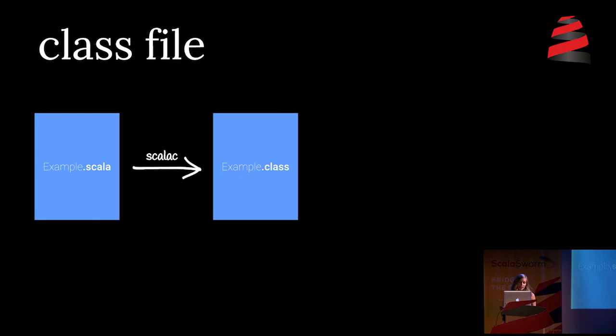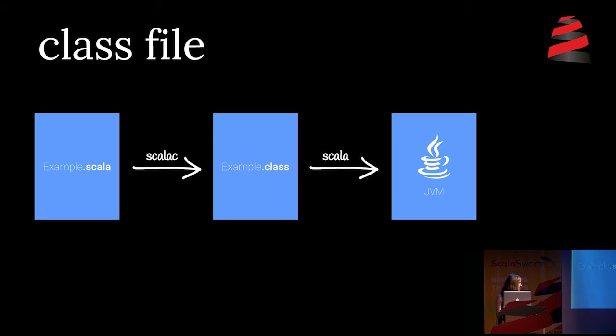And bytecode is stored in class files, which are files with the .class extension that can be executed by the JVM. So we basically start with some source file with the .scala extension. We then compile it using the scalac command, which results in a file that has the .class extension and contains bytecode. And finally, we can use scala to run it using a Java runtime environment.